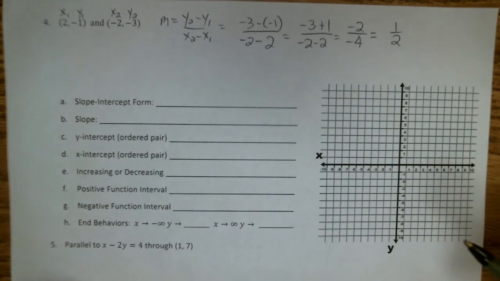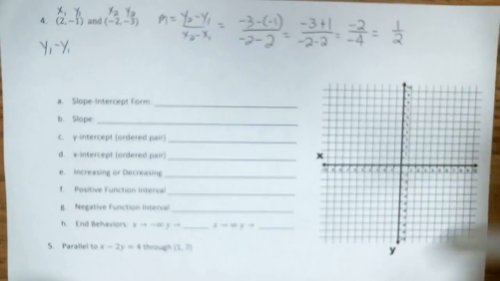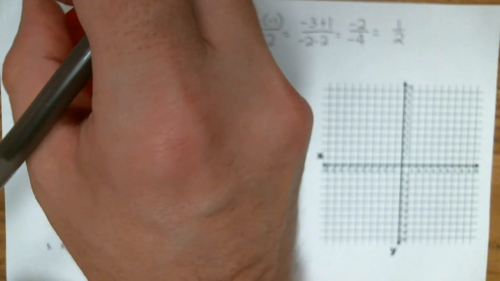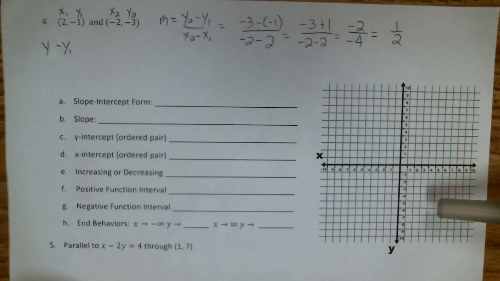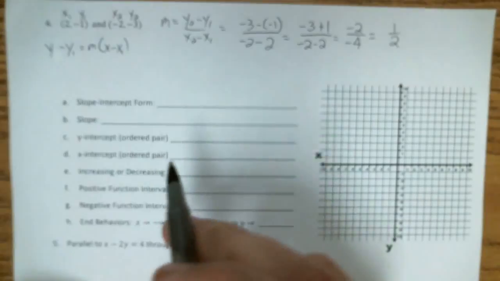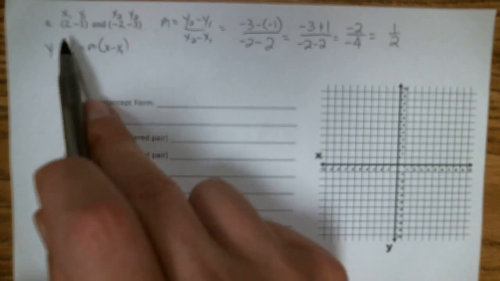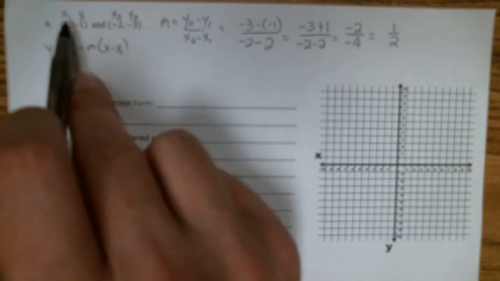Now, I need to figure out what the slope-intercept form is. I need the y-intercept. And here's where I'm going to use my point-slope form that we learned last unit. So my point-slope equation says y minus y1 equals m times x minus x1. Now here, guys, I can choose either one of my points. I like to choose the point that has the fewest number of negative signs. So I'll choose the first point.